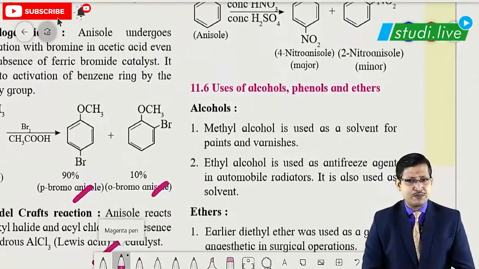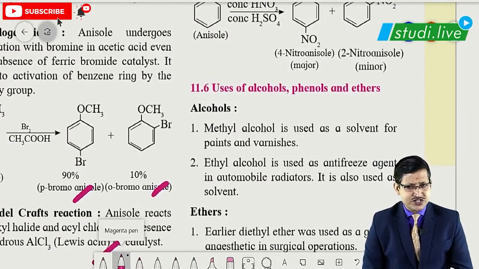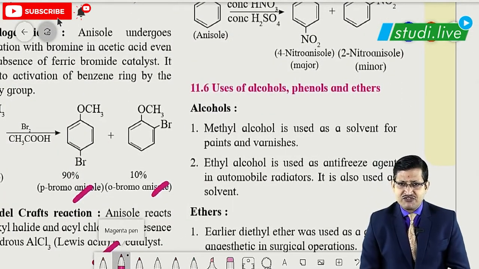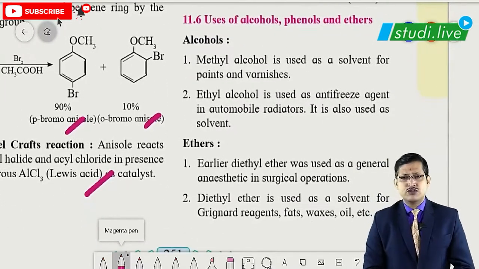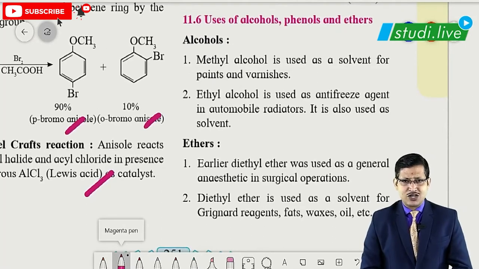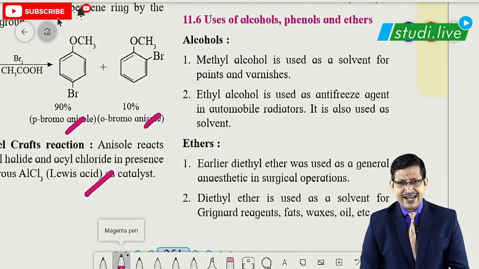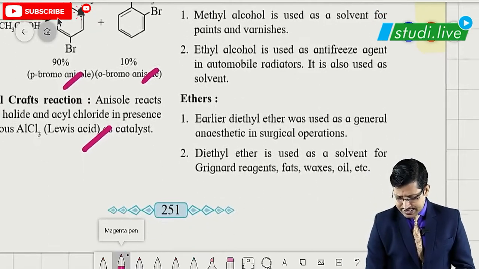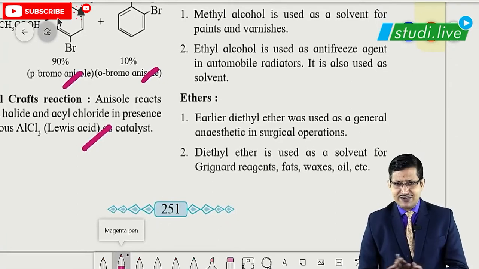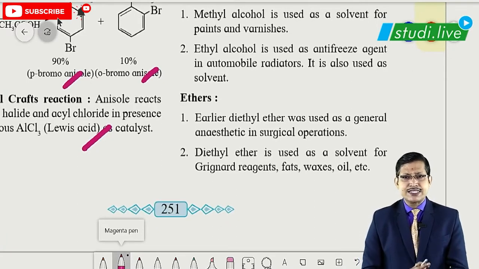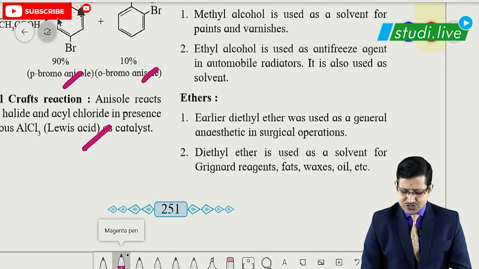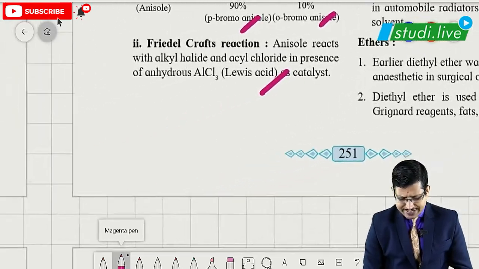And ending the chapter, the last part, a 1 or 2 marks question generally asked, is the uses of alcohols, phenols and ethers. So generally you can just have a quick look at the topic. Methyl alcohol is used as a solvent for paints and varnish. The second one is as an antifreeze agent in automobile radiators. For ethers, previously it was used as an anesthetic, but nowadays it is not used. Diethyl ether is used as a solvent for Grignard's reagent, waxes, oil, etc.